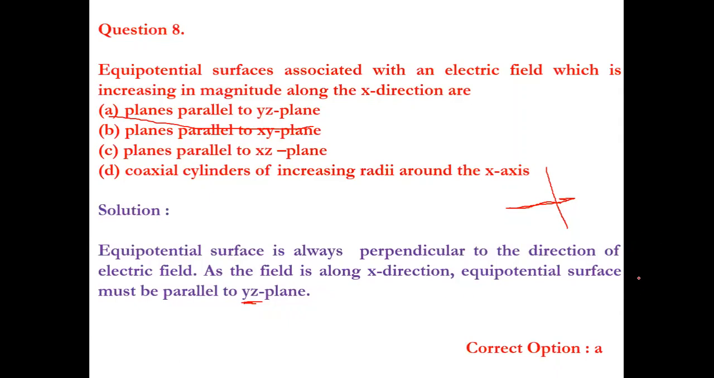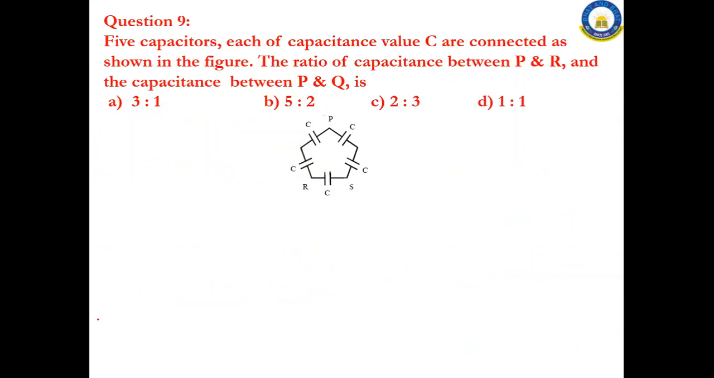Okay, so we'll move on to the next question. Yeah, see, read the question and see the diagram. So 5 capacitors, each of capacitance value C, are connected as shown in the figure. The ratio of capacitances between P and R, means this point and this point, and the capacitance between P and Q. So here it is Q.